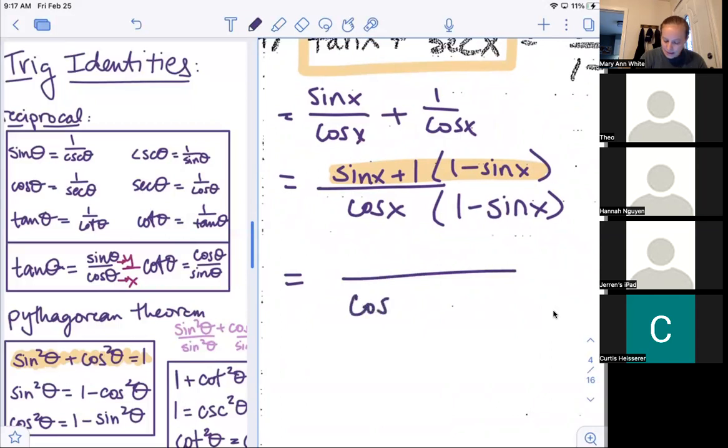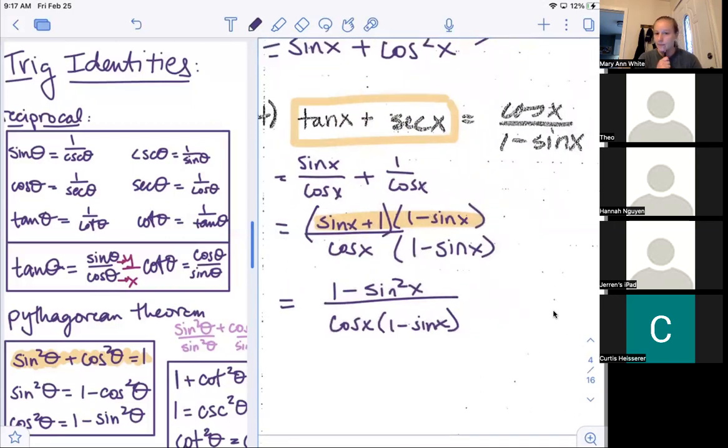So my bottom is going to say cosine times 1 minus sine. And my numerator, I'm going to distribute. Technically, this is all in parentheses. So we do sine times 1, 1 times 1, negative sine times negative sine, and I get 1 minus sine x squared. Okay. Anybody questions yet?